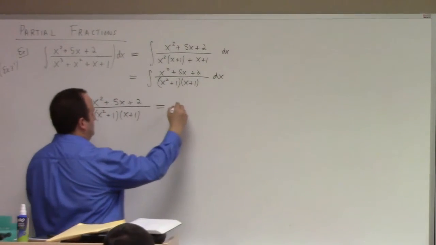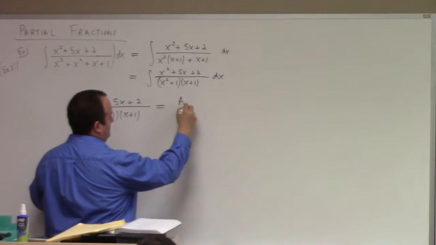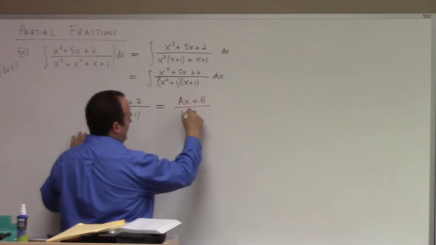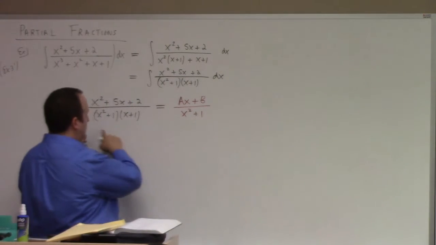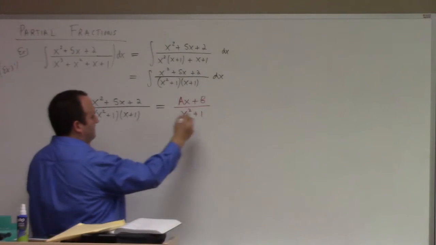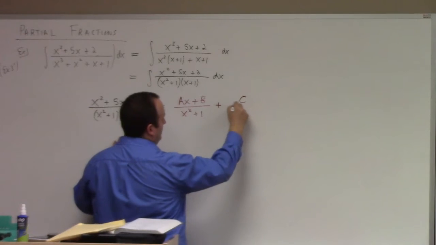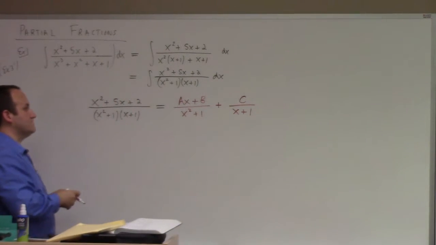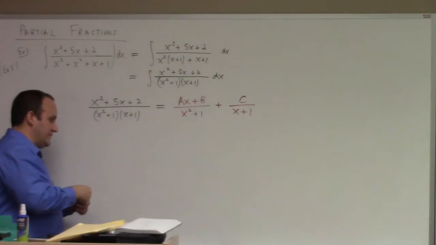So a over x squared plus 1. So ax plus b, if you're going to do that one first, I'll do ax plus b over x squared plus 1. Take care of this. And then what? Then c over x plus 1. So multiply both sides by the denominator. What's that give us?